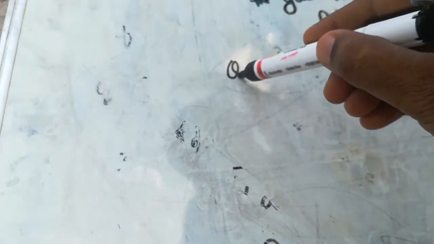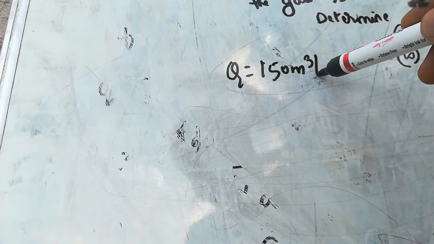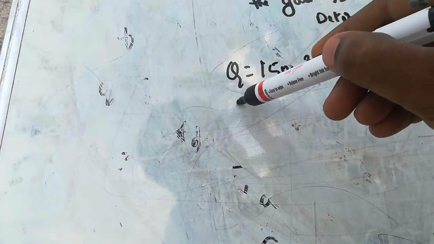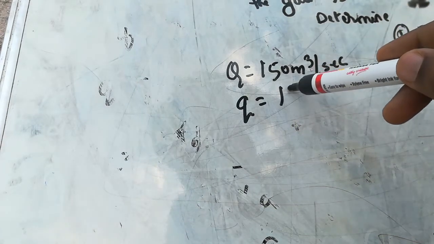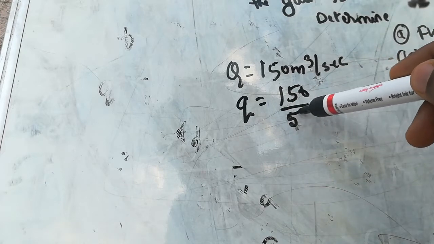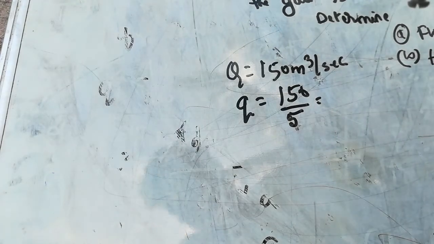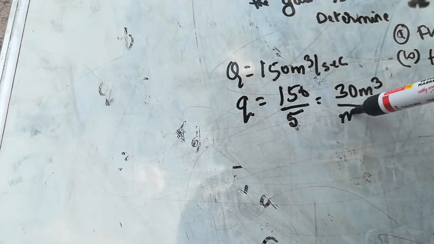Here capital Q they have given is 150 meter cube per second. We need small q, which we discussed before also: the total discharge divided by the total width, that is per unit width, per 1 meter. So q is equal to Q by B, that is 150 divided by 5. So the answer is 30 meter cube per meter per second.